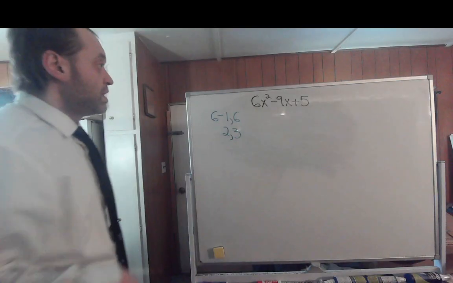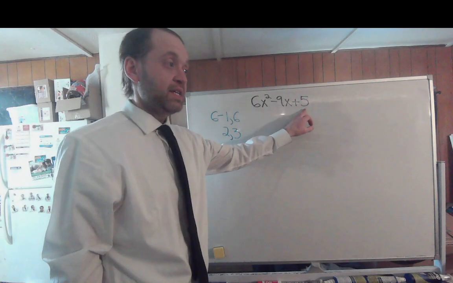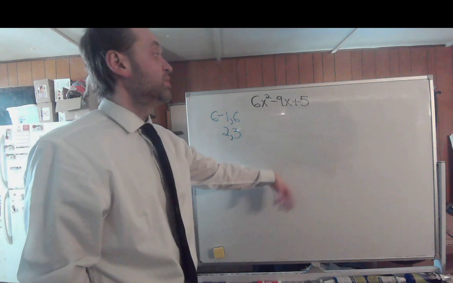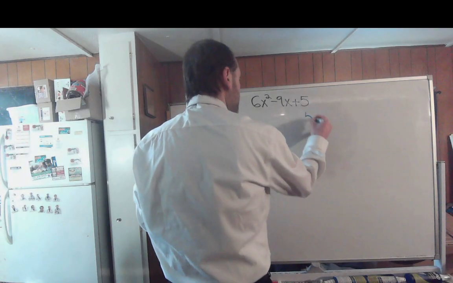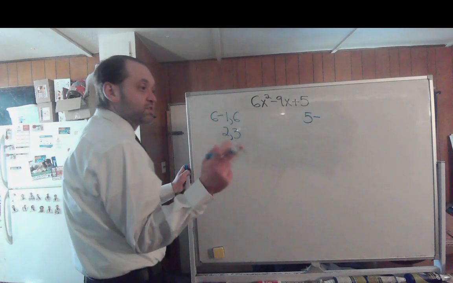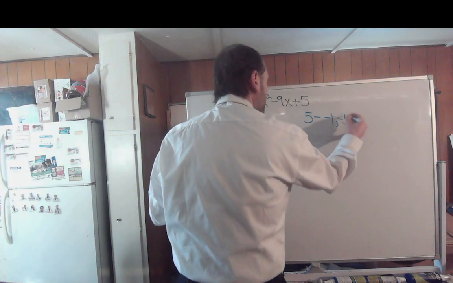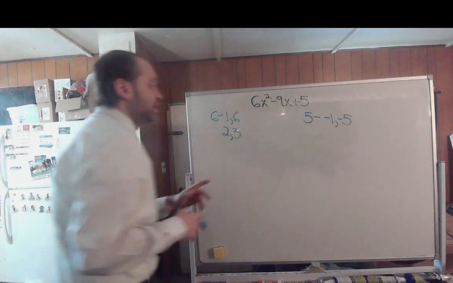Now, since the constant term is positive and your middle coefficient is negative, you can only take negative factors of 5. So what are some two negative factors of 5? You'd have -1 and -5, right? Because if you multiply -1 and -5, you'll get +5.